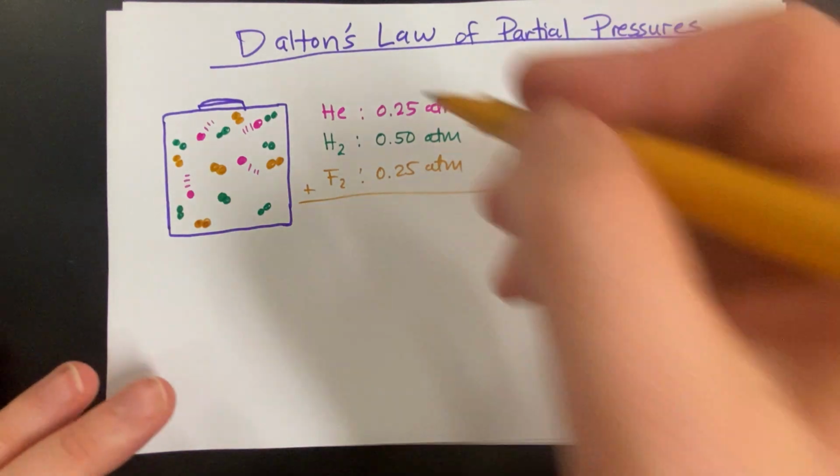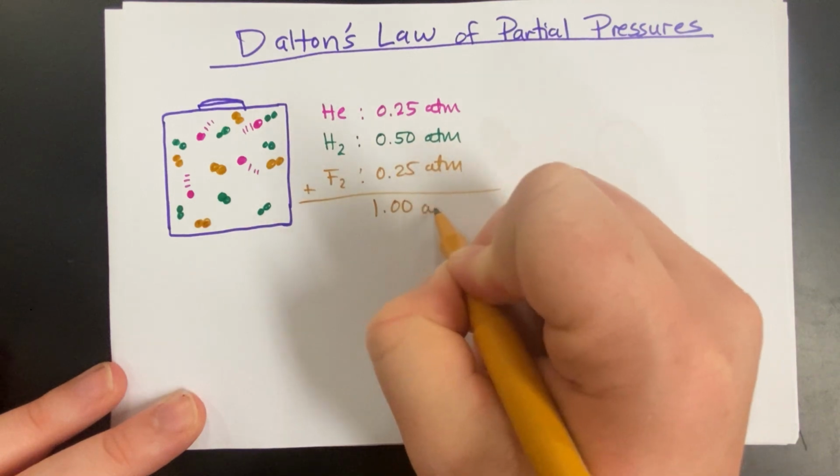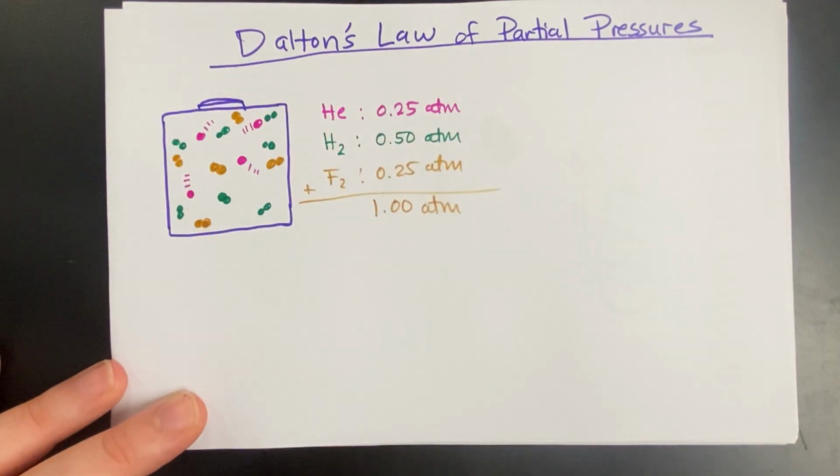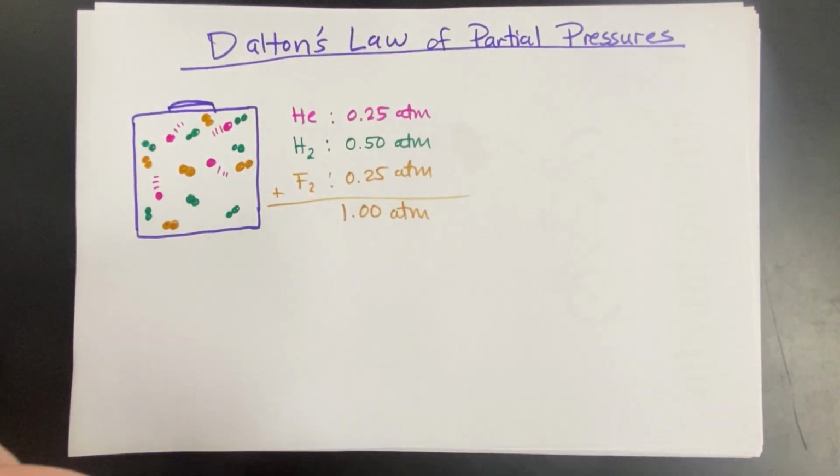Yeah, you should be saying 1, okay? 0.25 plus 5 plus 0.25, you get a total of 1 atmosphere. So in there would be equal to atmospheric pressure right now. That's a simple example, but that is Dalton's law.